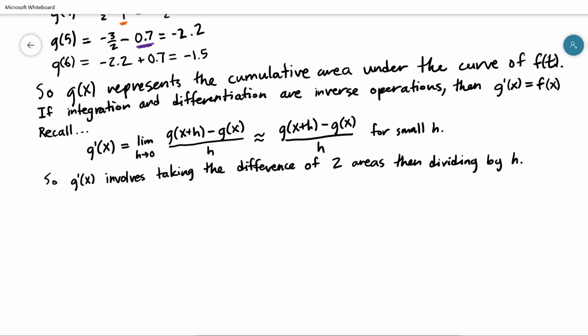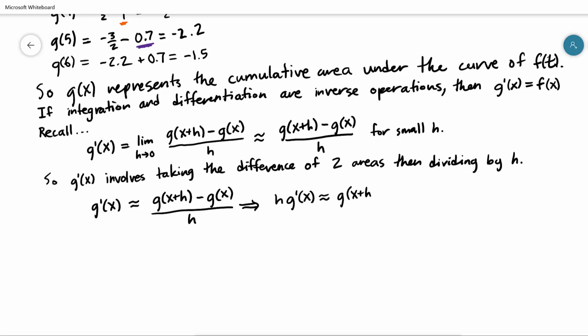Okay, so if I take the expression that we had a minute ago, g prime of x is approximately equal to g of x plus h minus g of x, the whole thing divided by h. Algebraically, I can multiply both sides by h, and I will get that h times g prime of x should be approximately g of x plus h minus g of x. Algebraically, this is not a very scary thing. All we've done is multiplied both sides by h. But now I want to take this expression on the right, and give a geometric interpretation of that.